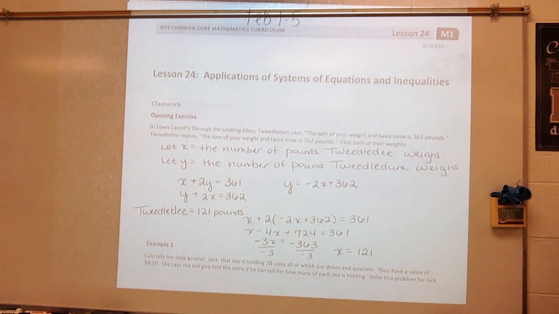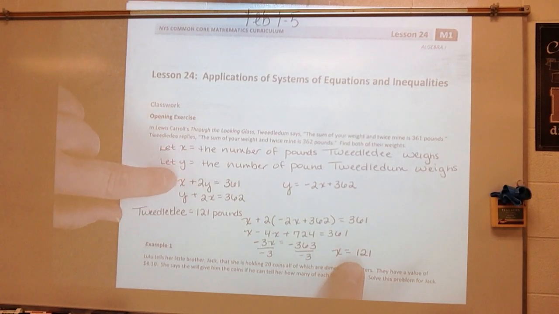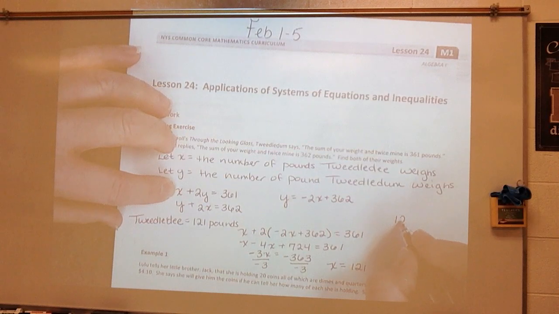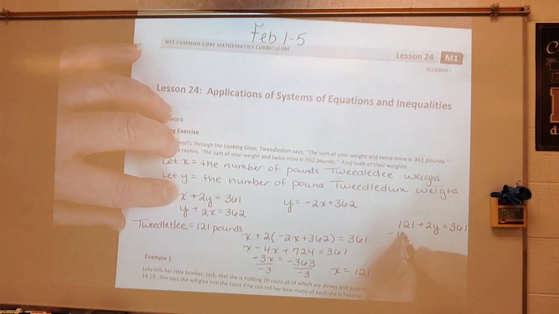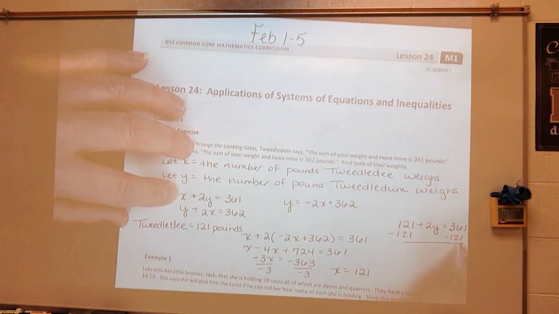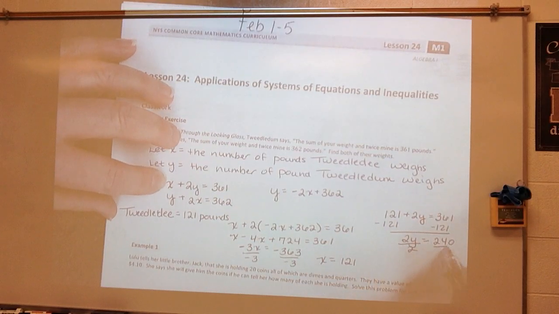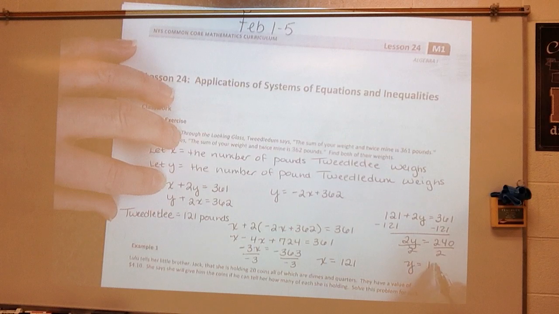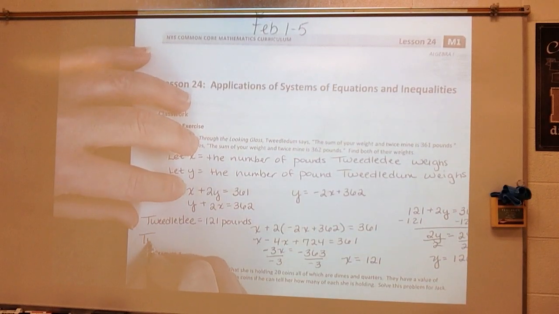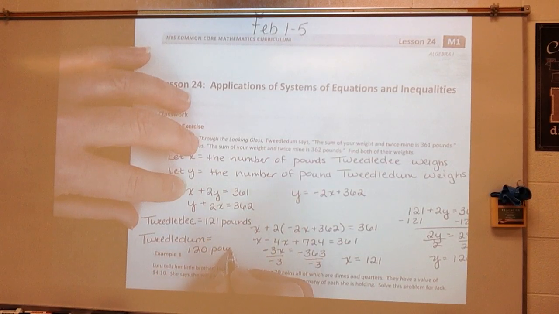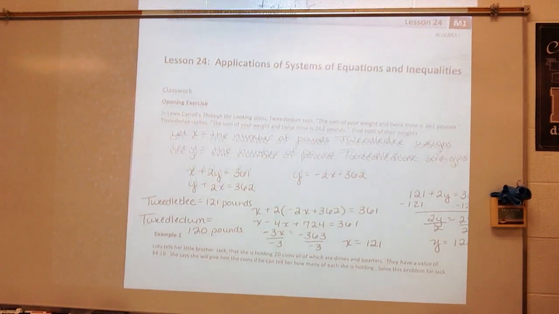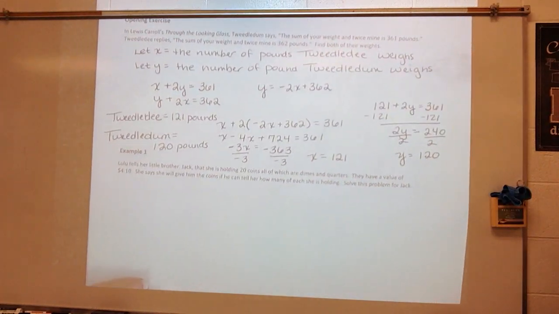Now how do I figure out what Tweedledum weighs? Plug this back into my equation. So 121 plus 2y is equal to 361. Subtract 121. I get 2y is equal to 240. Divide by 2. And y is equal to 120. So Tweedledum weighs 120 pounds. And we have used a system of equations to figure out how much they weigh.